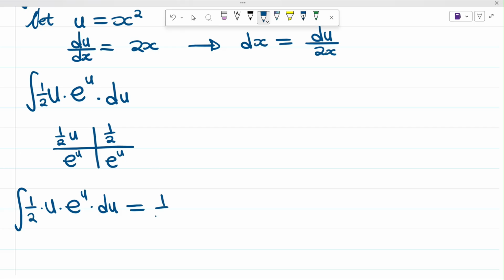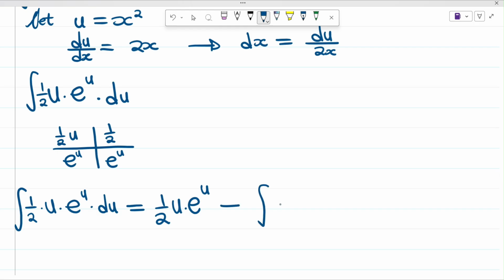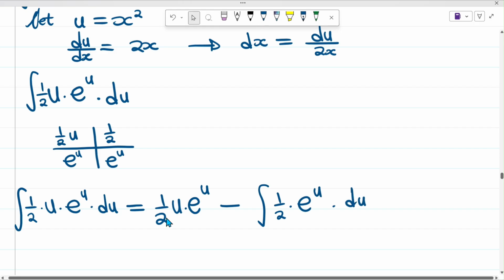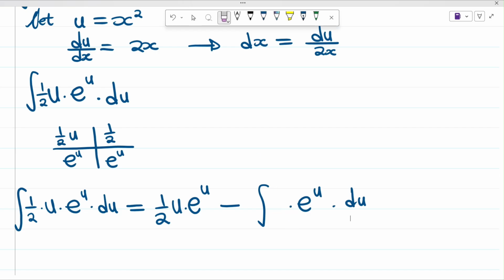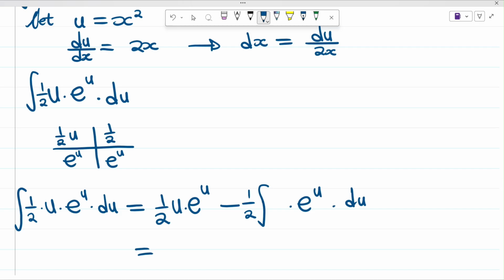So it's going to be 1 over 2 multiplied by u, multiplied by again e to the power u, minus the integral of 1 over 2 e to the power u du. Then one could say, let's take the 1 over 2 outside the integral here. Then it's going to be what? It's going to be just 1 over 2 outside the integral there. Then we apply the integral there.